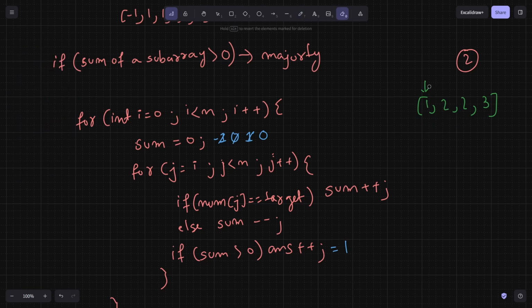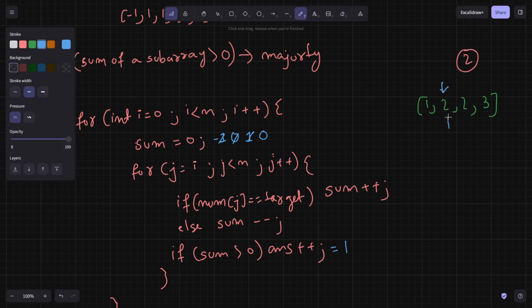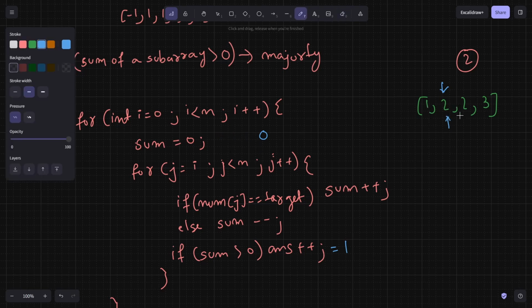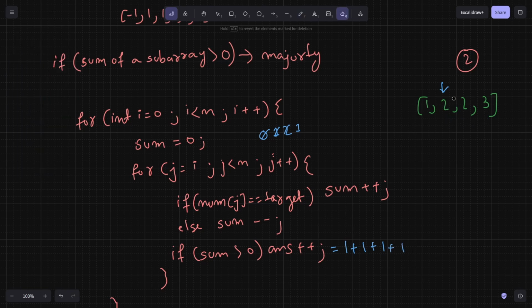Now I move i to here and now j. So again sum becomes 0. Is this equal to target? Yes, so sum becomes 1. Is sum greater than 0? Yes, so add 1. Now move it here. Now sum becomes 2 and it's greater than 0, so add 1. Now it moves here. It's a non-target element, so sum decreases by 1. That's 1. Is 1 greater than 0? Yes, so again add 1. Okay, and now let's move it. Hold on, we got these three.